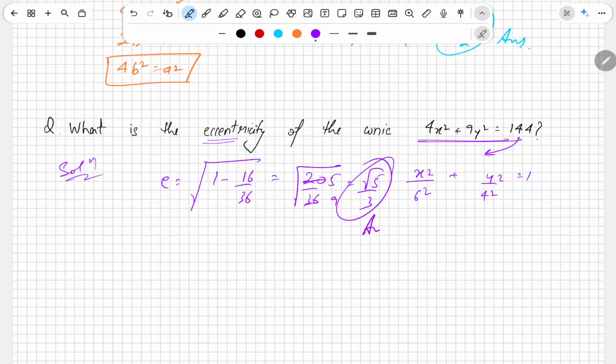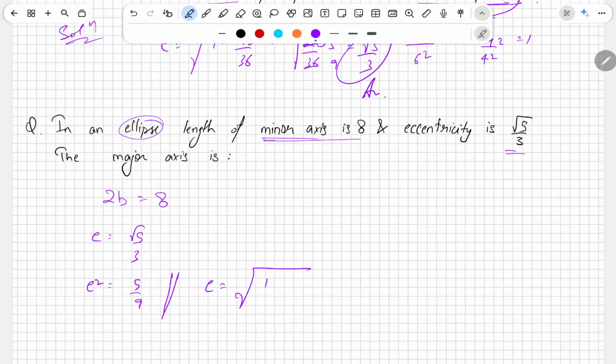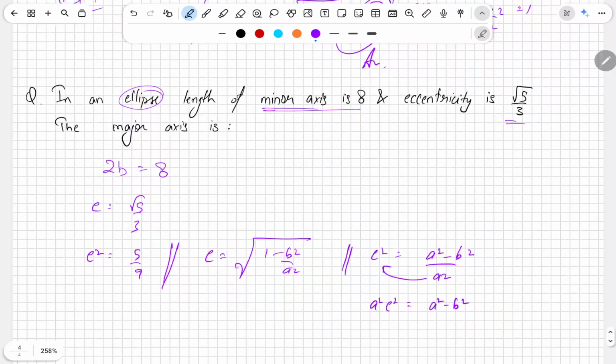I hope you would have solved it correctly. Moving forward to the next question. In an ellipse, length of minor axis is 8. That means 2b is equal to 8. Eccentricity is root 5 by 3, so e square is equal to 5 by 9. So I can say formula of e is under root 1 minus b square by a square. Squaring both sides, I'll get e square equals a square minus b square upon a square. So I'll get a square e square equals a square minus b square.